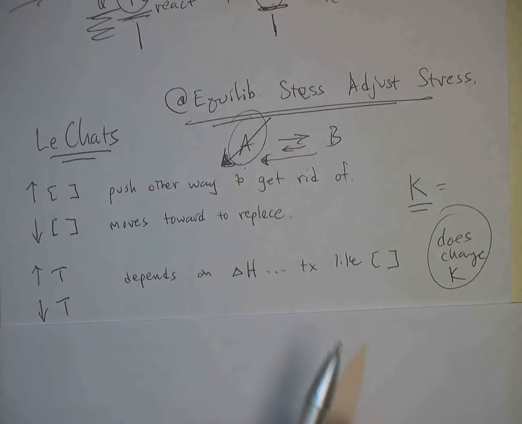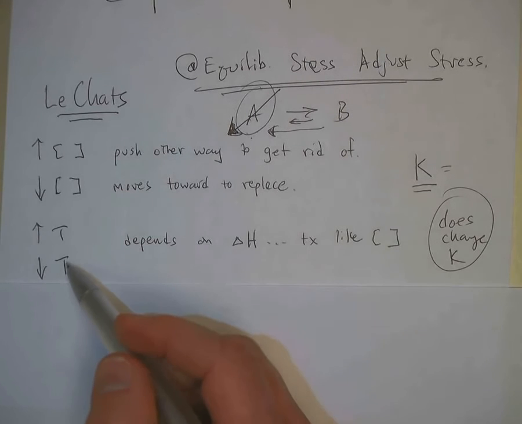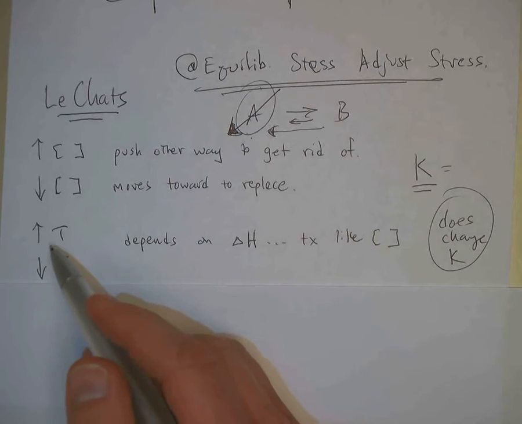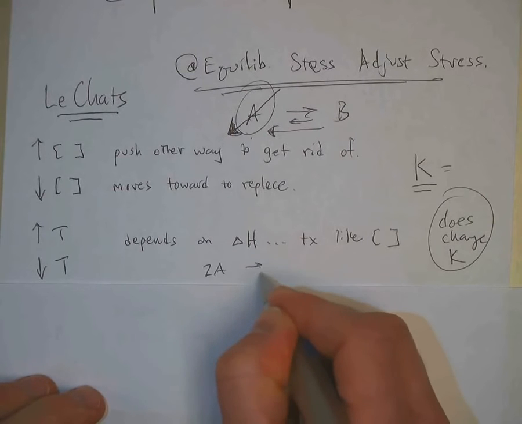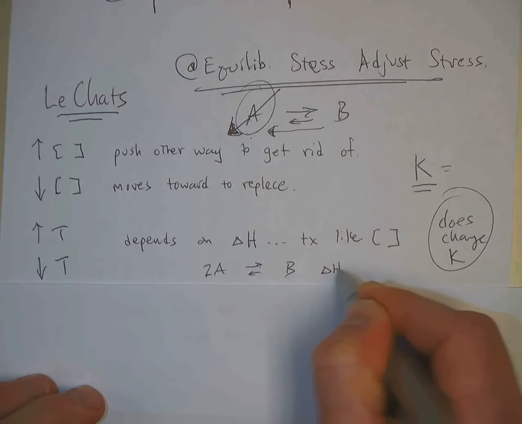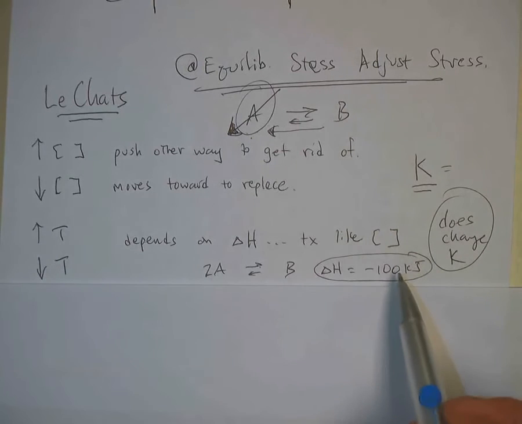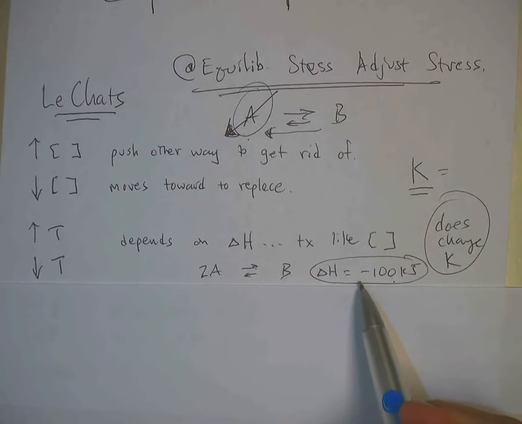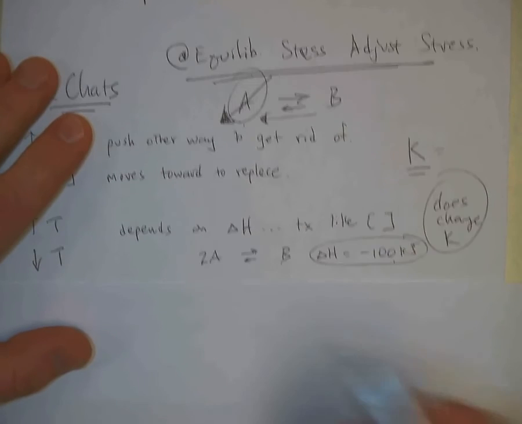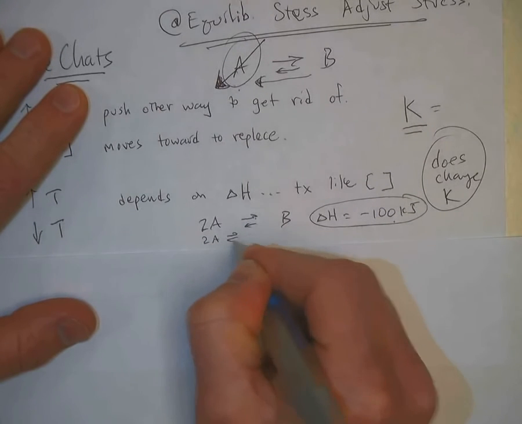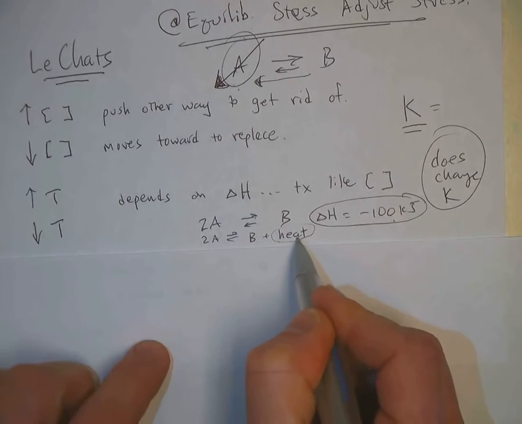Temperature, when you change that, depends on the enthalpy of the reaction. And always treat temperature change like a product or a reactant. So for example, in this reaction, let's choose 2A goes to B, and let's say we have a delta H equaling negative 100 kilojoules. I would treat heat as a product because it is an exothermic reaction and heat is given off. And so technically I should write this reaction as 2A goes to B plus heat. And I would write heat as a product.